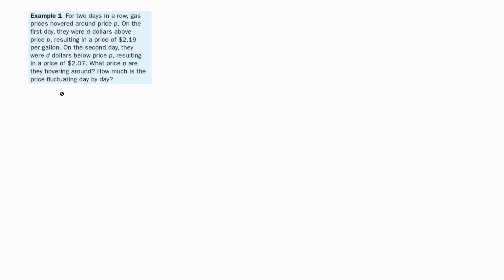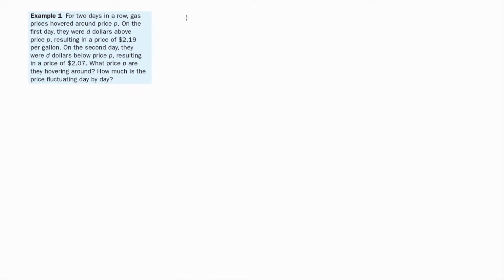Okay, let's go to example 1. This says that for 2 days in a row, gas prices hovered around price P. On the first day, they were $D above price P, resulting in a price of $2.19 per gallon. The second day, they were D below price P, resulting in a price of $2.07 per gallon. What price P are they hovering around? How much is the price fluctuating day by day?